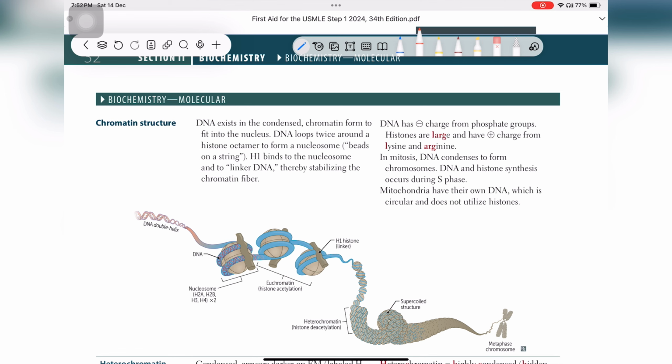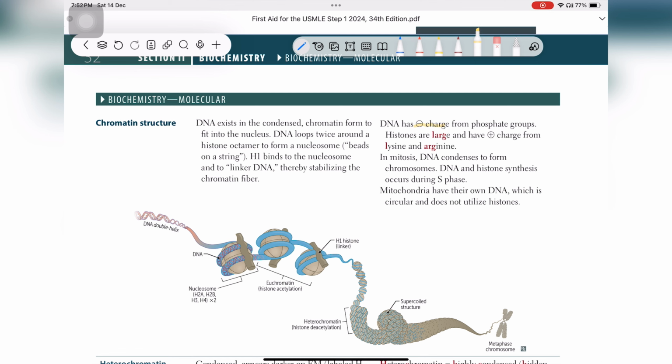First we will read all these lines and I will explain them. So in biochemistry, the chromatin structure. DNA exists in a condensed form. Chromatin forms to fit into the nucleus. DNA loops twice around the histone octamer to form the nucleosome. Beads on a string. H1 binds to the nucleosome and to linker DNA, thereby stabilizing the chromatin fiber.